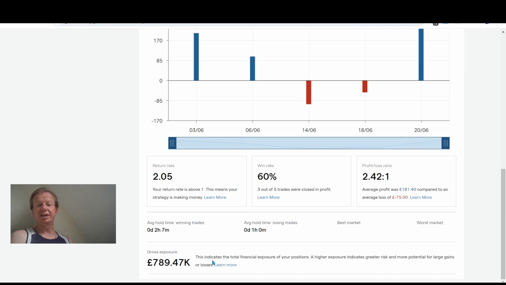Yet again, this gross exposure sounds a lot. I'm not actually risking all that. Theoretically, you are through leverage. It just gives you an idea of your risk. So the higher this figure is, the more risk.